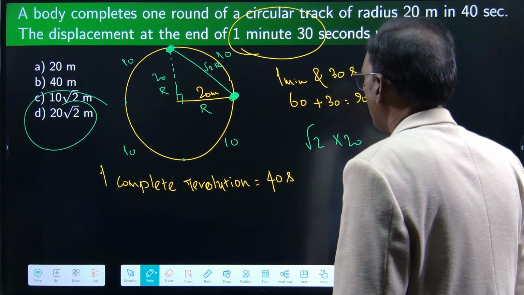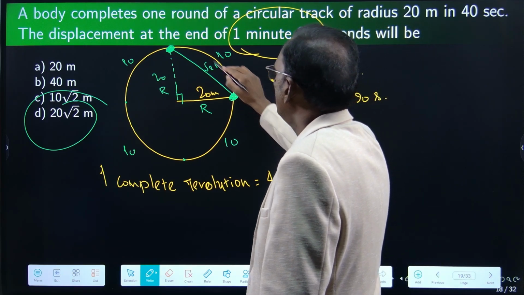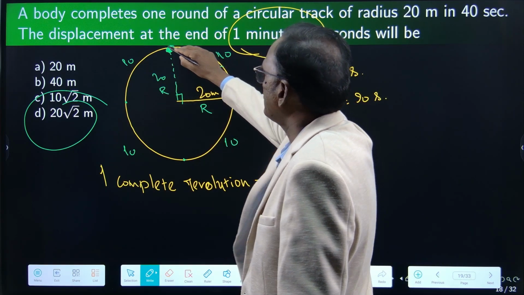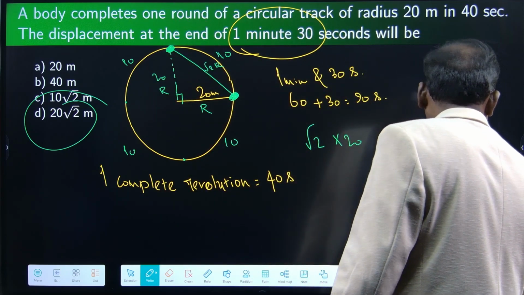20 root 2, right? So this is the starting place. 10 second, 10 second, 10 second, 10 second, 10 second, 10 second. At the end, he will be here. Simple.